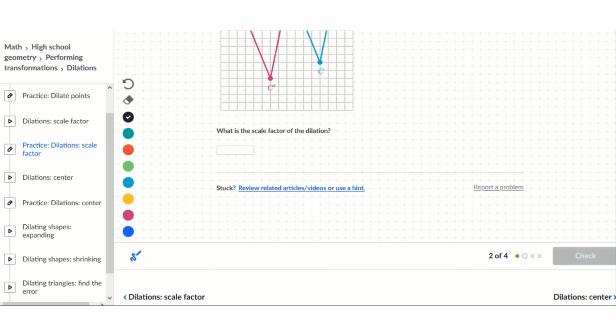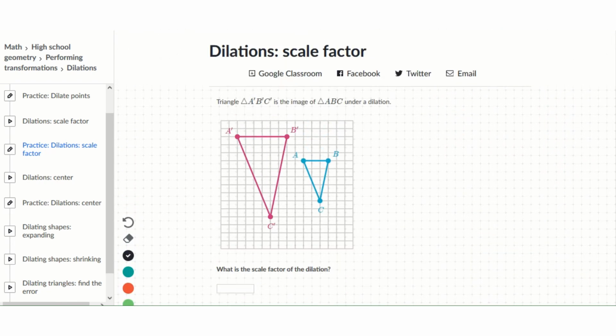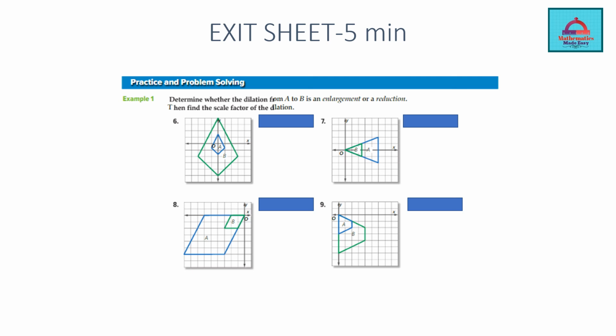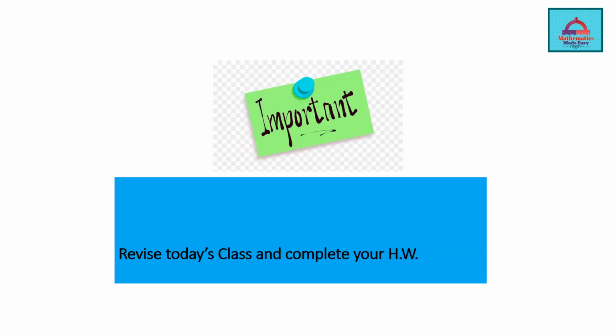And now you may complete your activity. I'm going to give you 5 minutes for the same. And let's go back to the presentation. Okay, so I hope today's session was useful for you, and if it was, then I would want you to complete this exit sheet for another 5 minutes in your math notebook, and also revise today's class. I've provided you the answers to check and complete your homework.